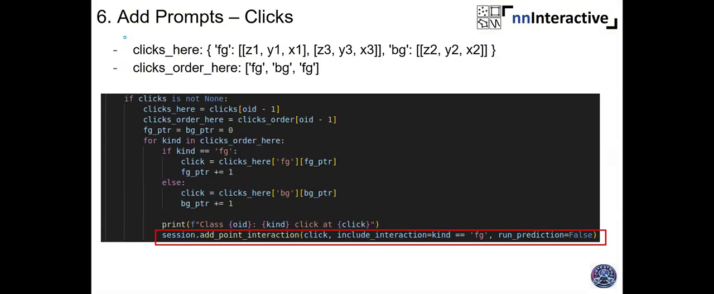Next is adding prompts. Next is adding click prompts. So the clicks and the orders, the formats, are as follows. And using this, for each of the clicks, we have a foreground or background order. And for each of the clicks, we add a positive click if it is foreground, and a negative click if it is background, using the add point interaction function.